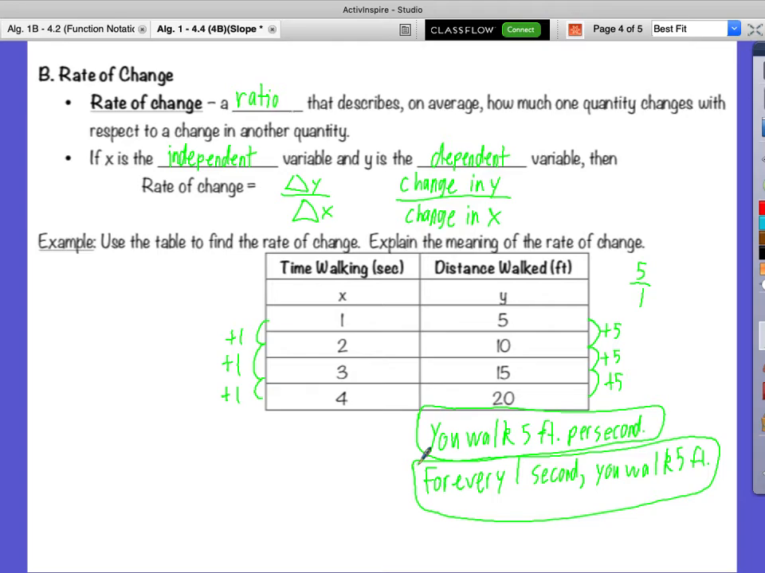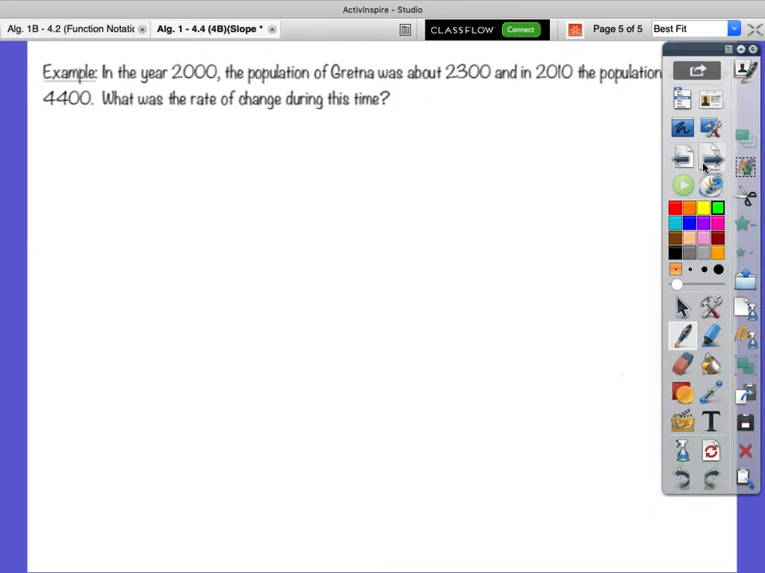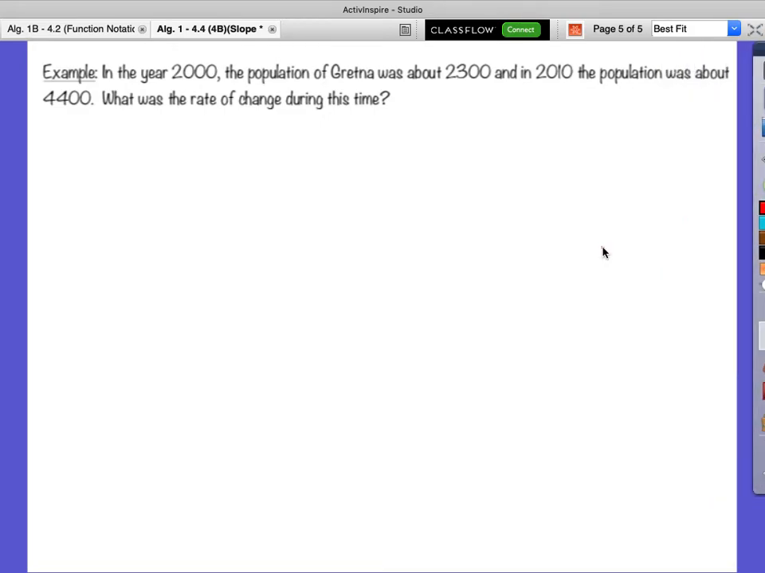Okay. Questions on that? Let's flip the page. We have one more example here, and then we're done with the notes today. Okay, does that sound good to you guys? Are you guys okay with that?